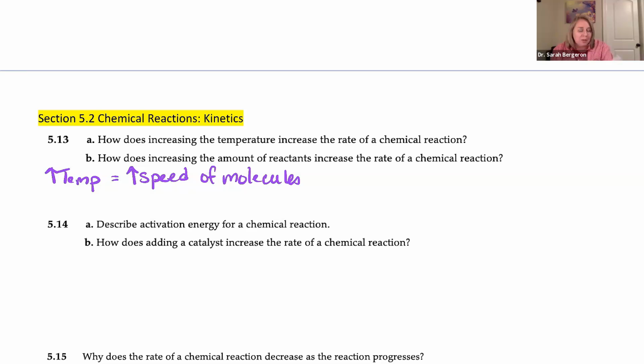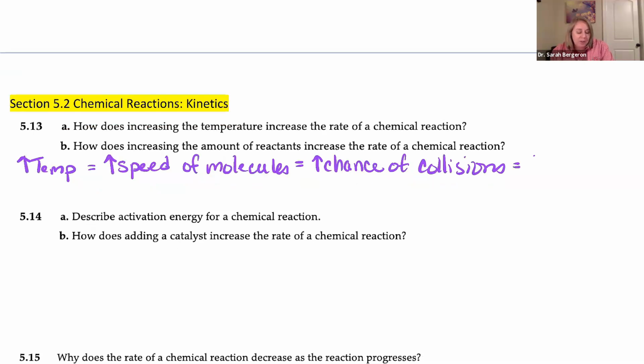Remember what happened when we increased the speed of the car? We ended up with a higher chance of collisions. So what is reaction rate? It's how much energy is in a collision, how often it can collide, and do we collide in the correct orientation, right? So if we increase temperature, we increase the speed, we increase our chance of collisions, and that results in an increased reaction rate. Okay.